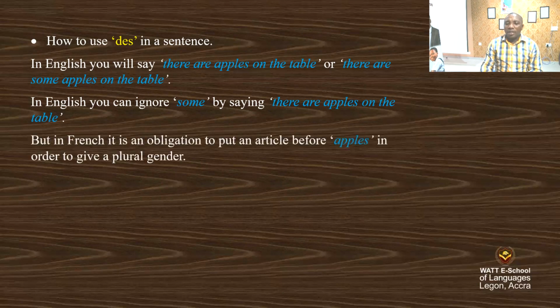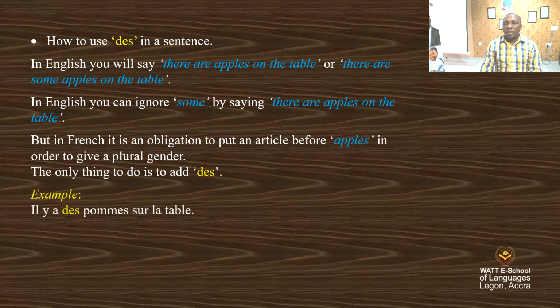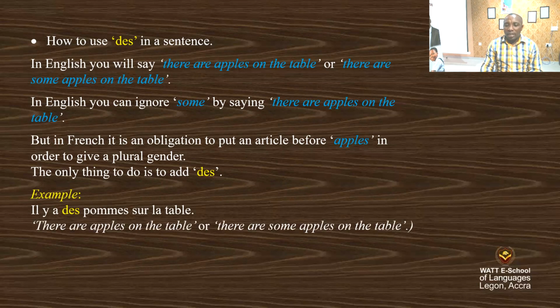But in French, what happens? It is an obligation to put an article before apples in order to give a plural. It is an obligation in French to put the article before the apples in order to form the plural. The only thing to do is to add des, D-E-S. Example, il y a des pommes sur la table. There are apples on the table. Or you can say, there are some apples on the table.